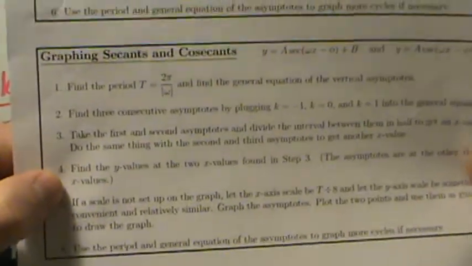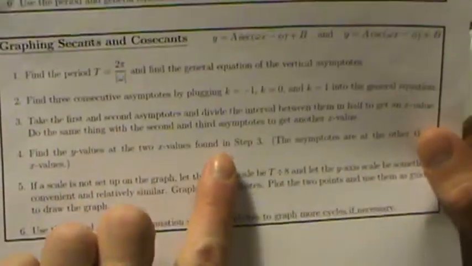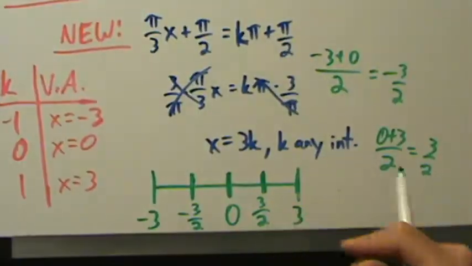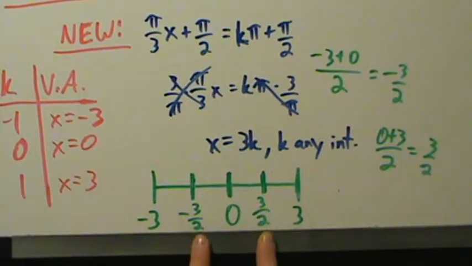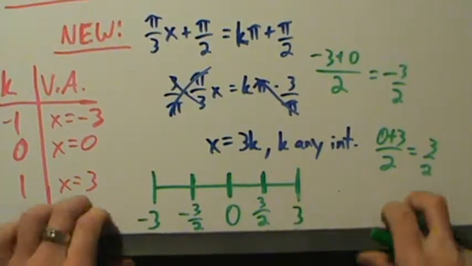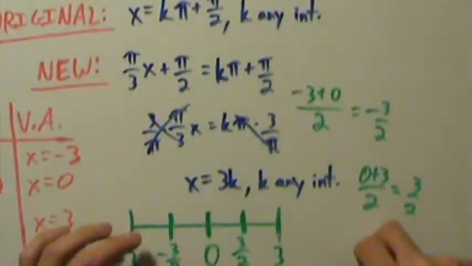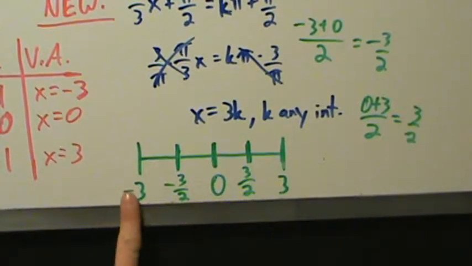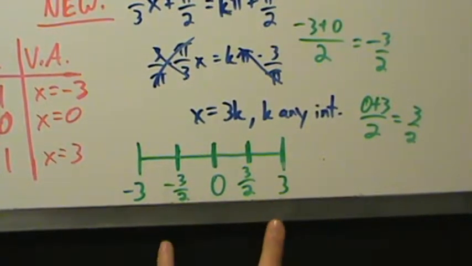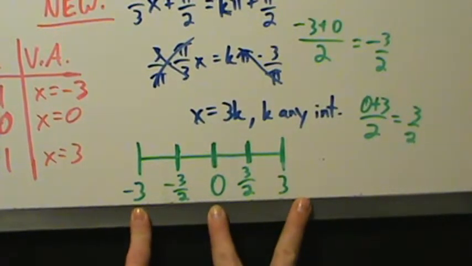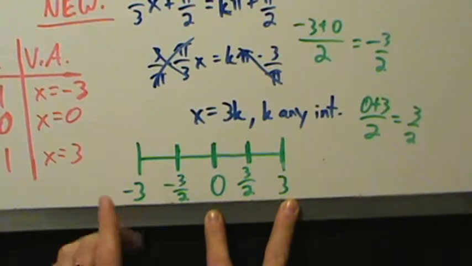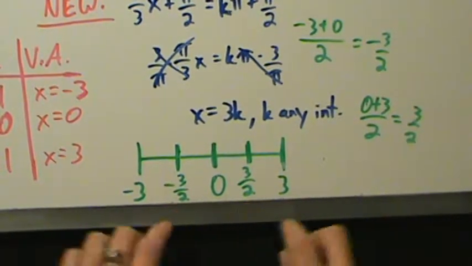Okay, so now step 4, find the y values at the 2 x values found in step 3. Only do those 2 because the asymptotes are at the other 3 x values. When we did step 3, we found these 2 new x values, -3 halves and +3 halves. Now we're going to find the corresponding y coordinate on the function at these x values. But we can only do these 2 x values because there's a vertical asymptote here, and here, and here. So we cannot plug this number or this number into the equation because the function's undefined there, since it has a vertical asymptote. So we can only do it with these 2 numbers, okay?